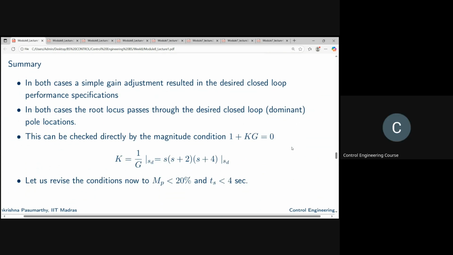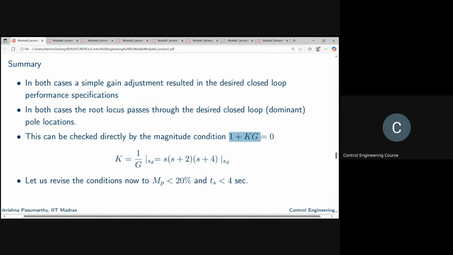So this is just a summary. This first slide is all about simple gain adjustment. In both cases, simple gain adjustment resulted in the desired closed loop performance specification. In both cases, the root locus passes through the desired closed loop dominant pole locations. And this can be checked directly by the magnitude condition. You can also check this manually.